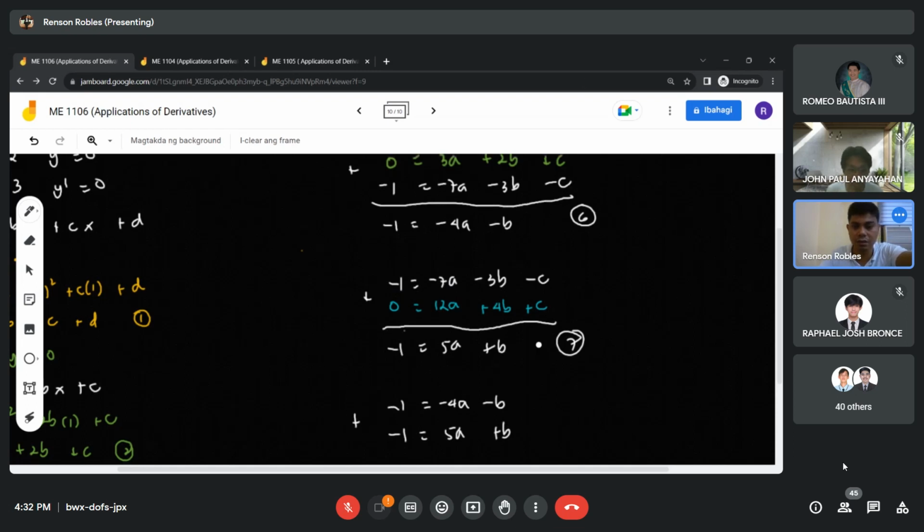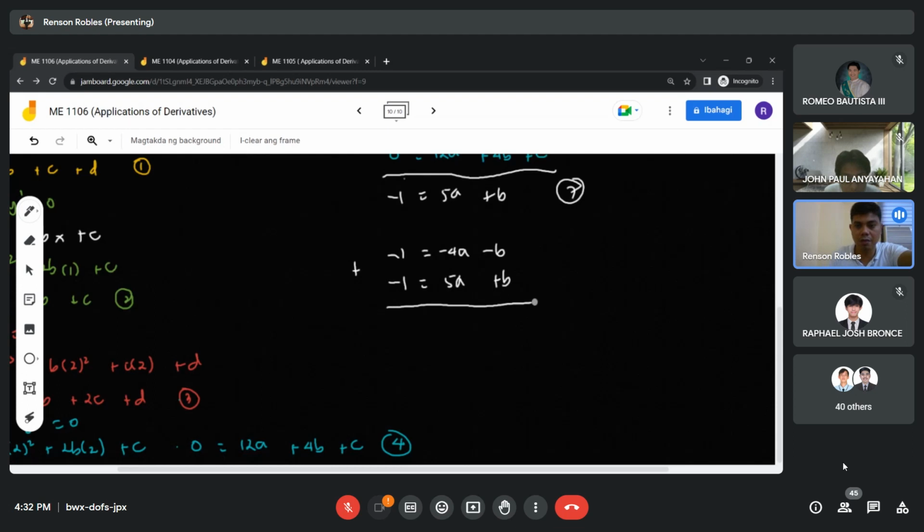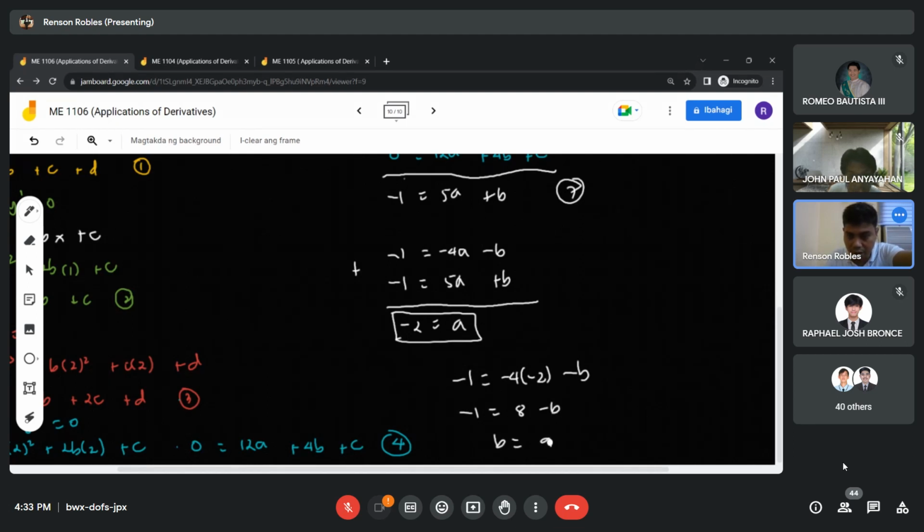then I can add. You'll have 0, negative 2, then this will be a, so then 0. So a is negative 2. Then if a is negative 2, you can choose from any of this to solve for b. Negative 1 equals negative 4a minus 2 minus b. Negative 1 equals negative 4a minus b. So negative 1, that's 8 minus b. So b equals 9. Right? Then a is negative 2, b is 9.